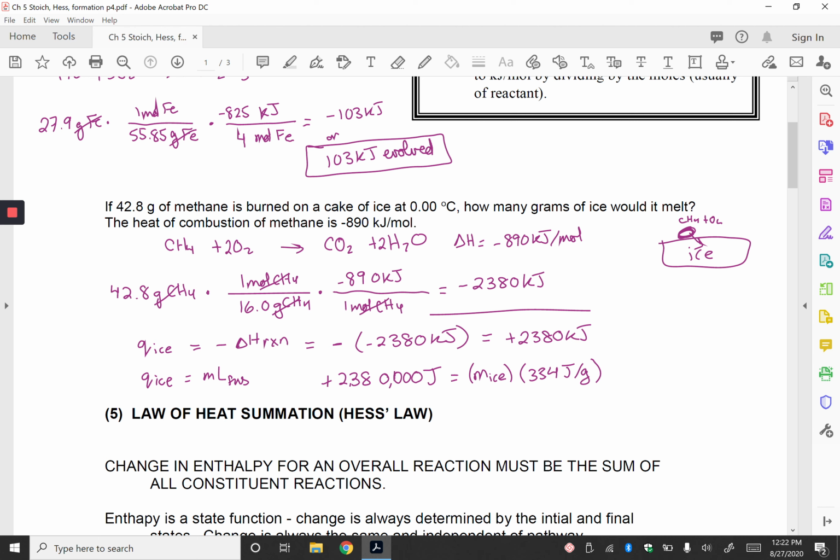And you solve for the mass of the ice, and it ends up being 144 grams of ice melt. Isn't that neat? So we kind of combined stoichiometry with calorimetry with state change. That's pretty cool.